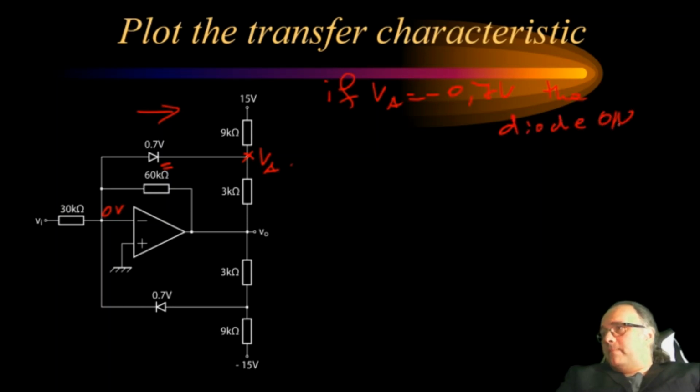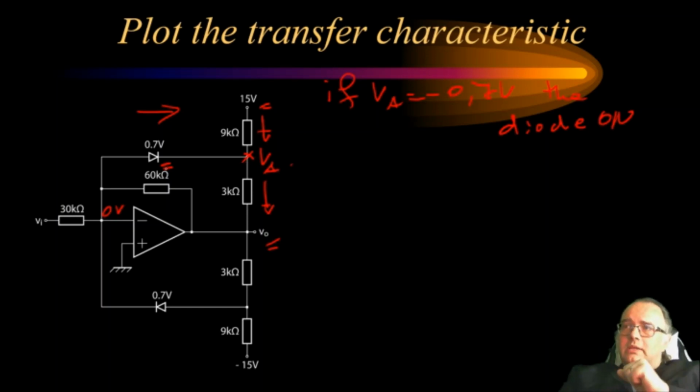Alright, now VA is between 15 volts and V out. VA is connected to V out through a 3 kilo ohm resistor, and VA is connected to the 15 volts power supply through a 9 kilo ohm resistor. When at the border, when the diode turns on, there is no connection here. Yeah, so this is no connection. Then VA is determined, is somewhere in between V out and 15 volts.